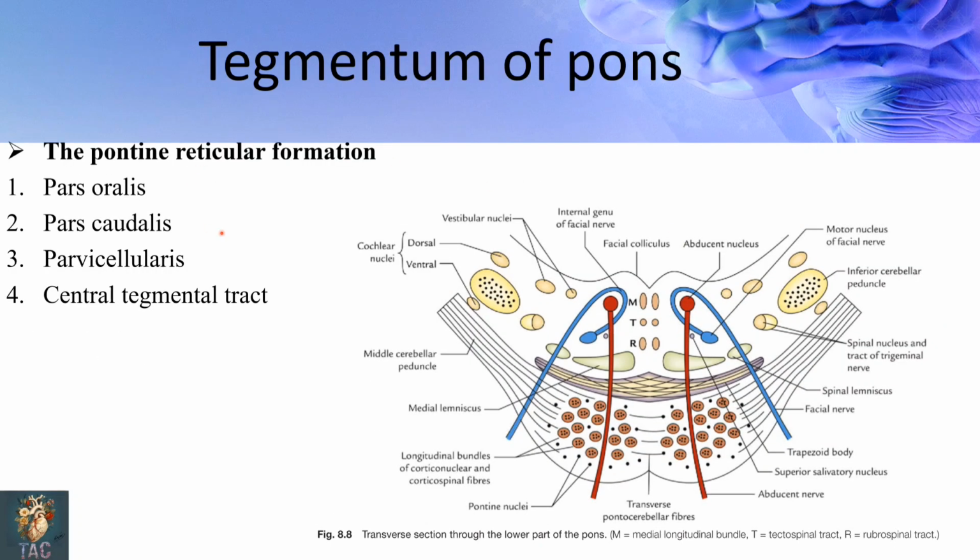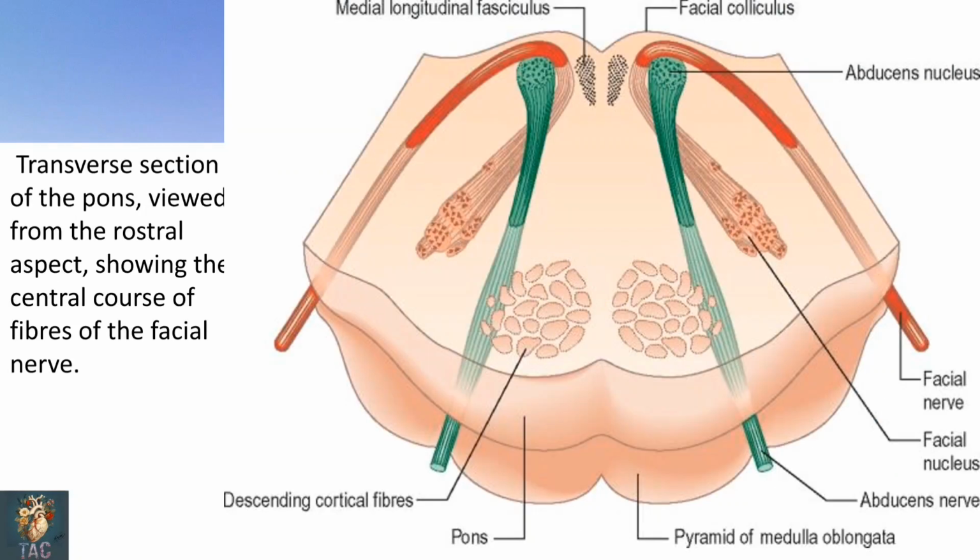The very important are the pons, the reticular formation in the tegmentum of the pons, which has different nuclear groups: pars oralis, pars caudalis, pars pericellularis, sometimes called pars parvocellularis as well, and the central tegmental tract. These are the different nuclear groups of the pons reticular formation, which is present in the pons and also in the brainstem.